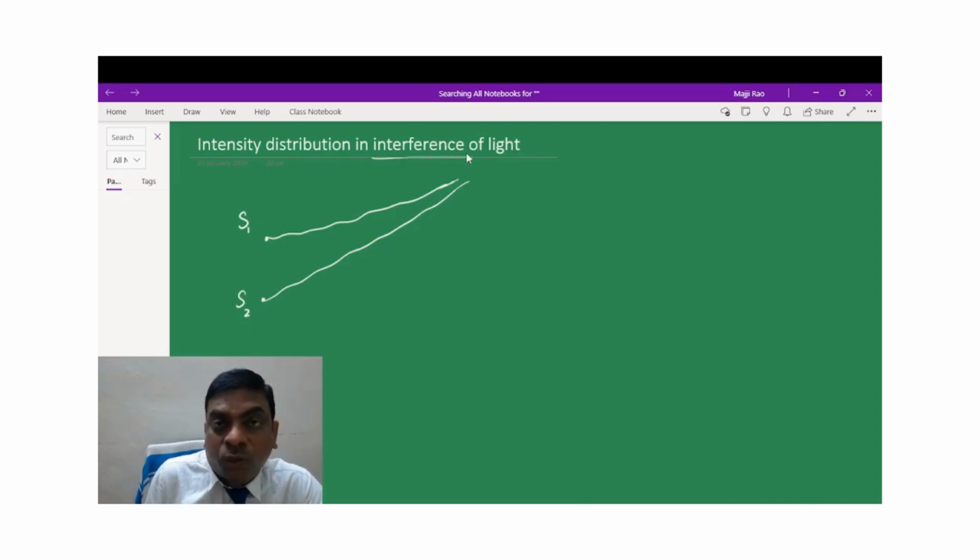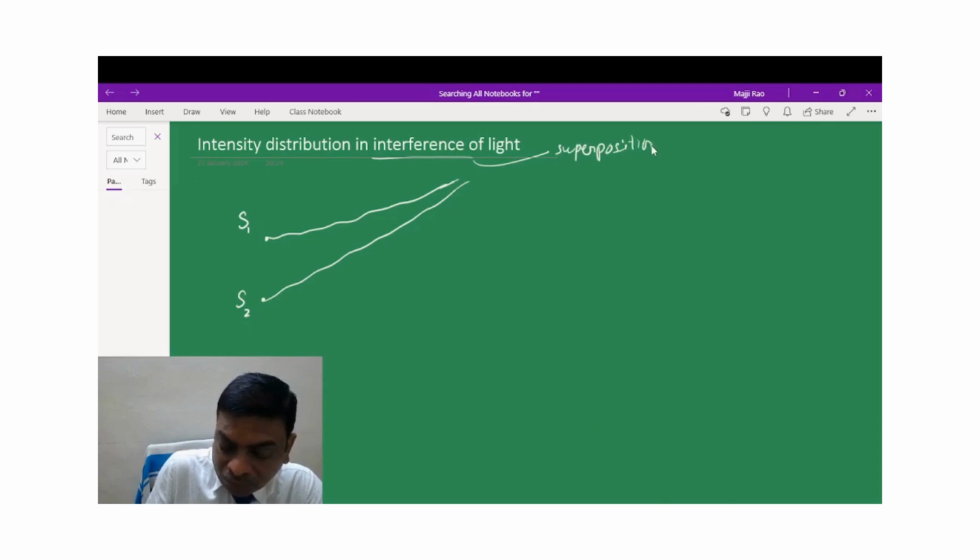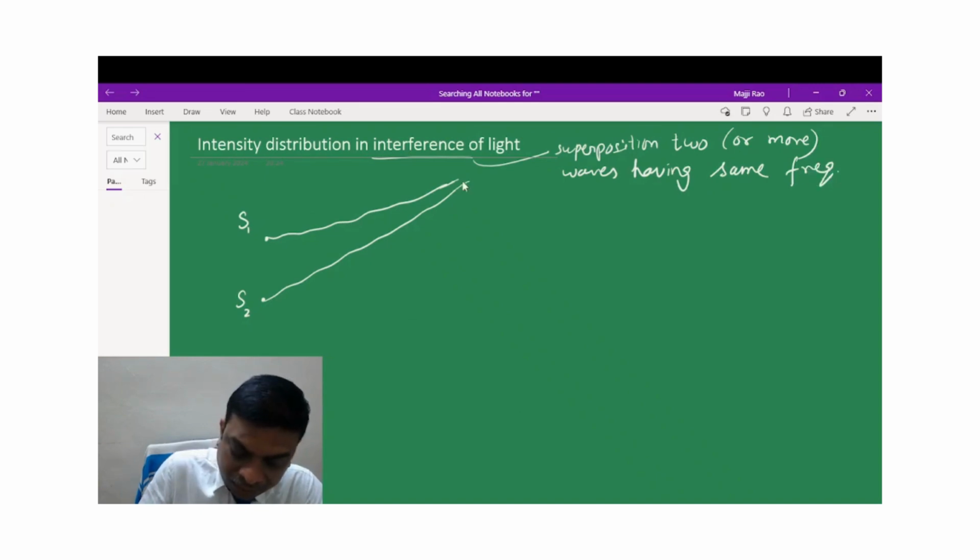When waves superimpose with equal frequencies, then such a superposition is specifically termed as interference of light. So interference means superposition of two or more waves, of course, two or more waves having the same frequency.